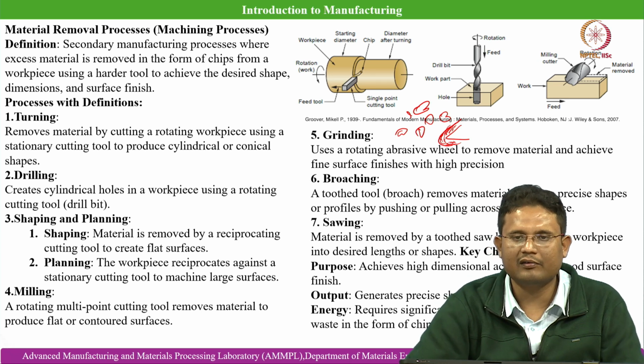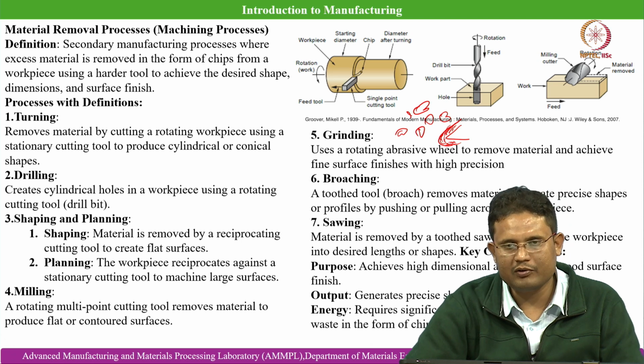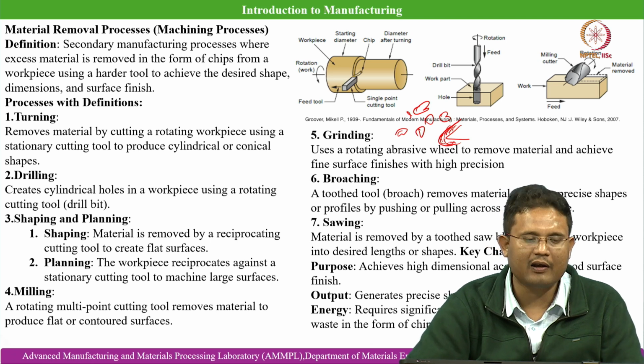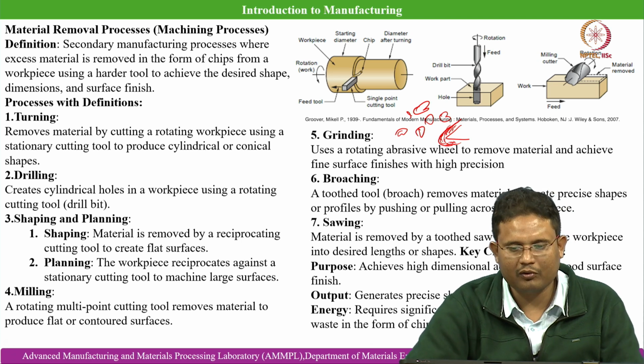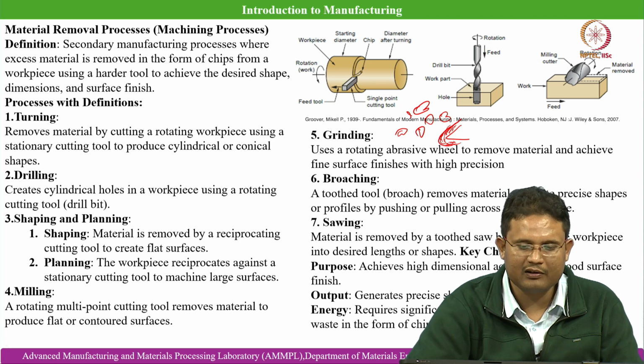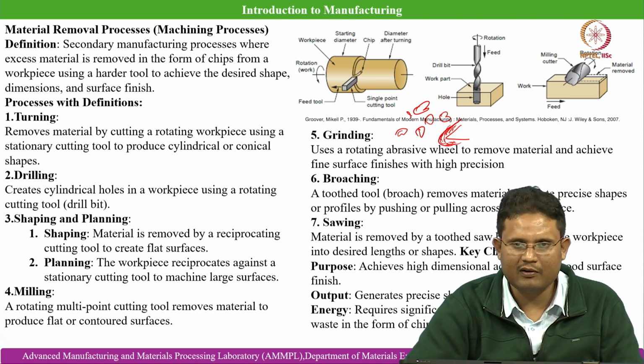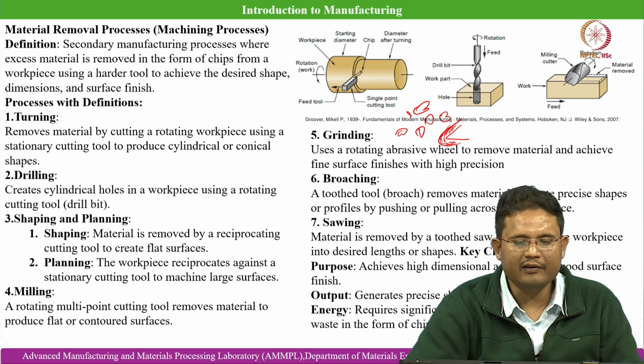And then there is grinding. Often grinding is used as a finishing process post the conventional machining routes. In this case, we generally use a rotating abrasive wheel to remove the material and achieve fine surface finishes. There are surface grinding and several other grinding variants that we will learn later on. And then there is broaching.